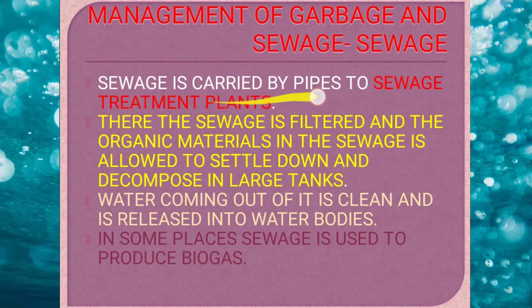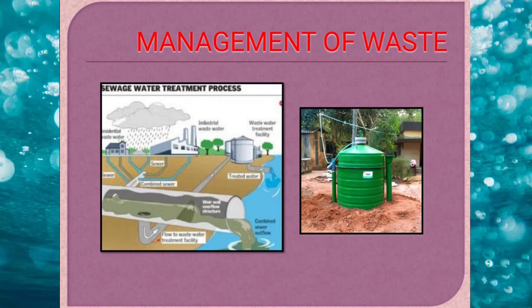Now, management of garbage and sewage. We are discussing sewage. Sewage is carried by pipes to sewage treatment plants. There the sewage is filtered and the organic material in the sewage is allowed to settle down and decompose in large tanks. Water coming out of it is clean and is released into water bodies. In some places, sewage is used to produce biogas. Here you can see a sewage treatment plant, and this is a biogas plant.